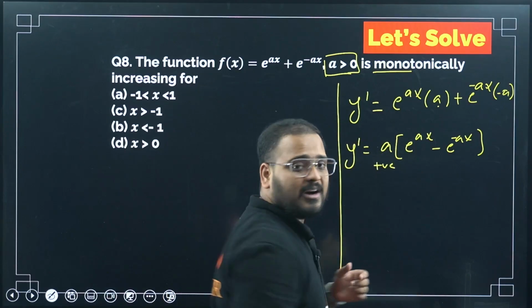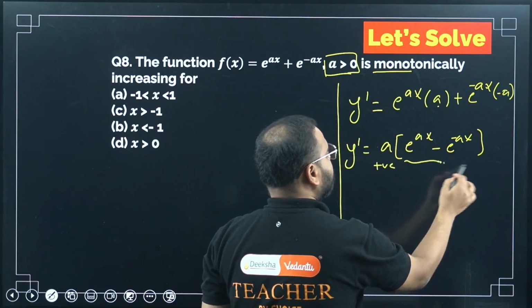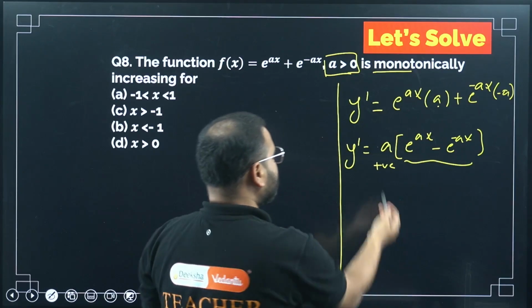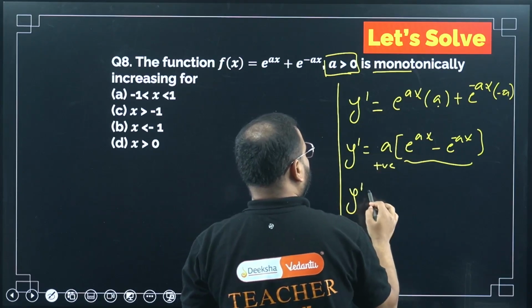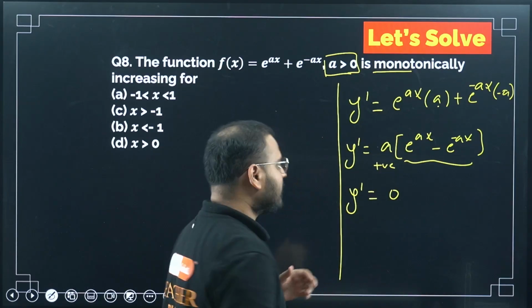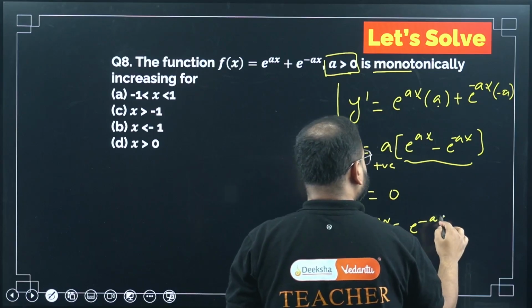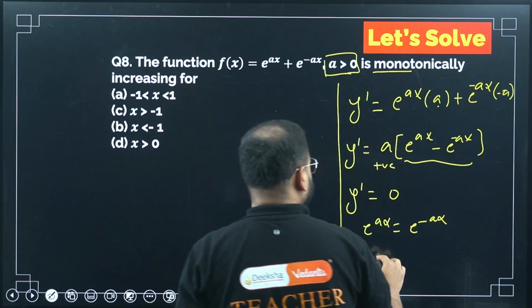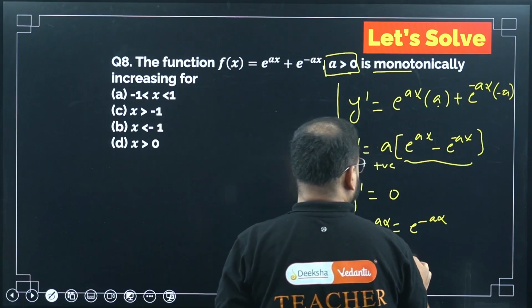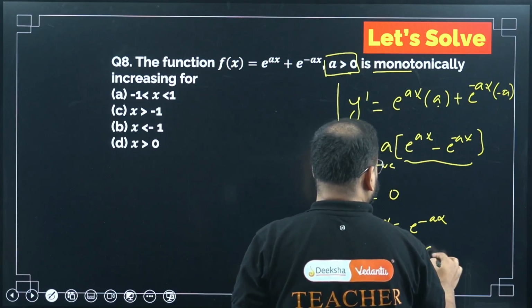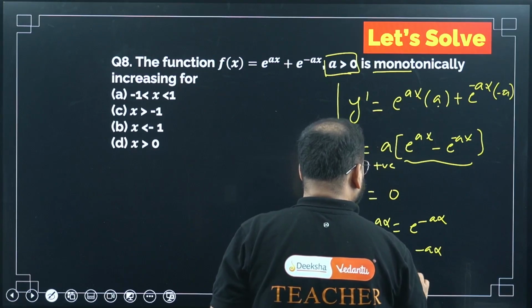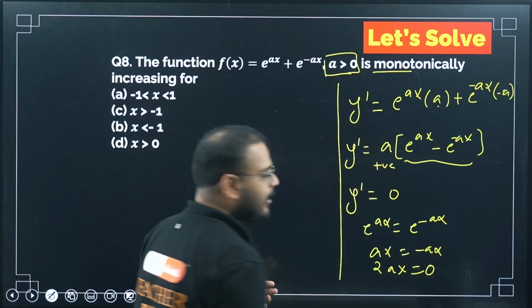So trend will only come from where? From here. This is positive, means only this part will come. So I'll put y dash equal to 0. What am I going to get? e power ax equals e power minus ax. It means what? ax equals minus ax. It means 2ax equals 0. I hope you're getting the steps.